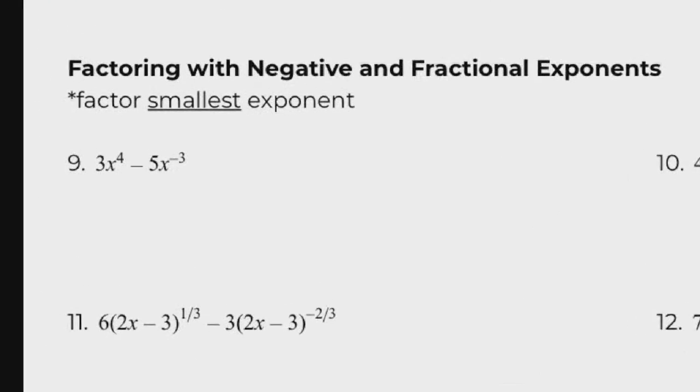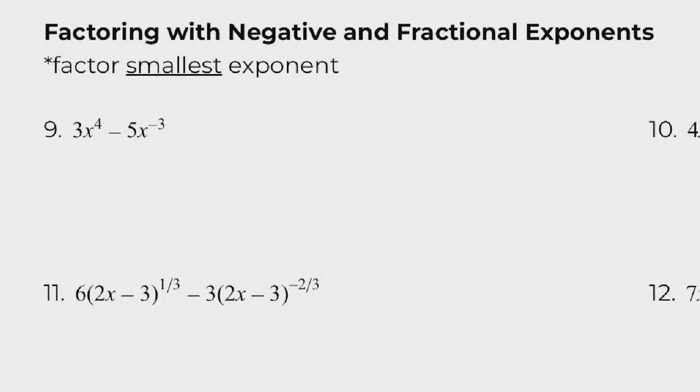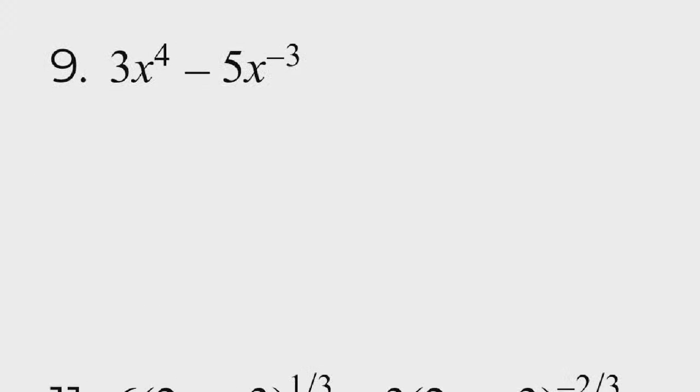Okay, the last part is factoring with negative and fractional exponents, so you want to factor out the smallest exponent. So looking at number 9, I'm going to first start with the numbers, so 3 and 5. There's nothing I can factor out from 3 and 5, so I can't factor a number out. And looking at the exponents, we have an exponent of 4 and an exponent of negative 3. So the smaller one is negative 3. So that means I can factor out an x to the negative third power.